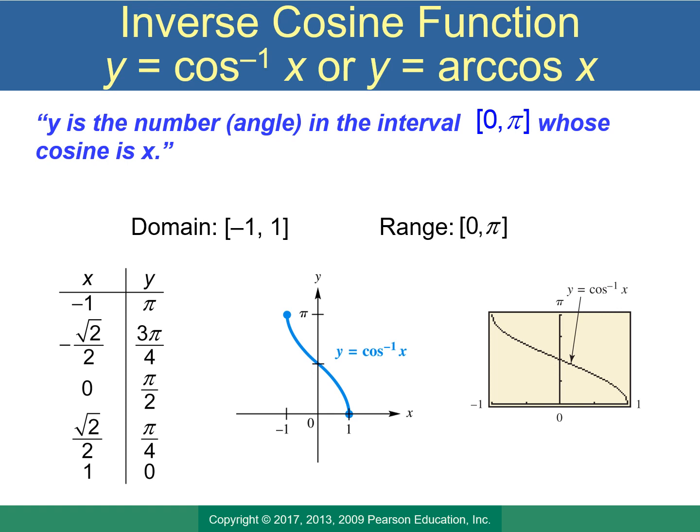Now let's talk about inverse cosine. So inverse cosine function, you can read this as y equals cosine inverse x or y equals arc cosine x. And this is the number, so y is the number or angle between 0 and pi whose cosine value is x. So what used to be our input over here, the y column of our table, is now the output, and what used to be the output is now the input. For example, cosine pi over 2 equals 0, so cosine inverse of 0 equals pi over 2. And then this is the graph of cosine inverse, and then this is the graph if you were to use a graphing calculator.